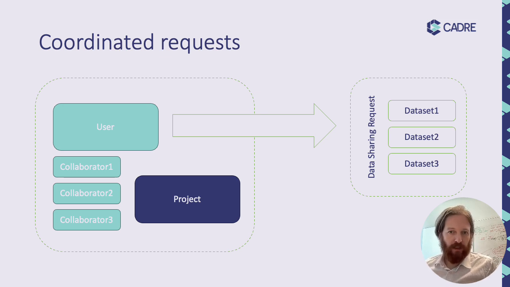A single request can include multiple datasets, multiple collaborators, and projects. This streamlines the process for research teams who often need access to a variety of data sources simultaneously. Coordinated requests also support collaboration. Teams can add collaborators directly to their request, specifying their roles and ensuring everyone has the necessary access permissions.